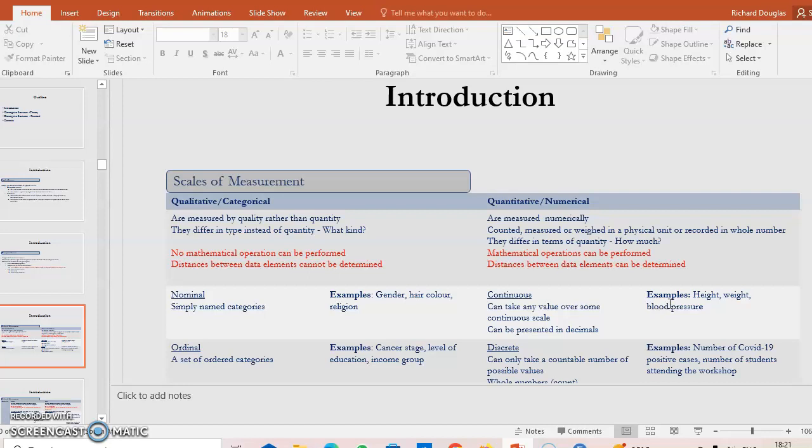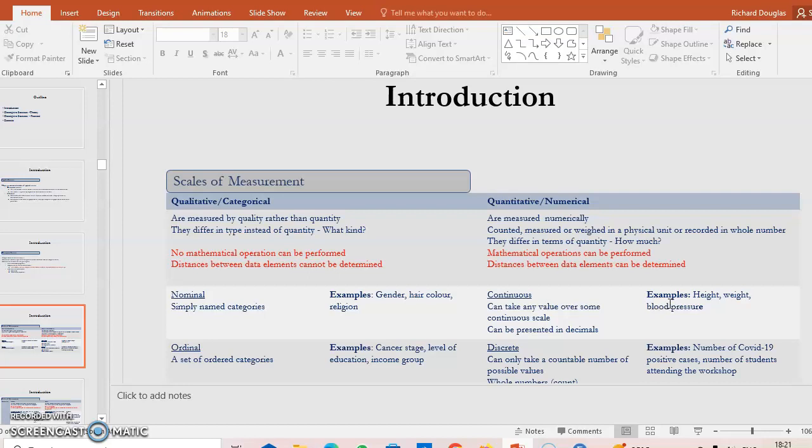In short, if your responses are in ordered form or in ranks, then you can classify that as an ordinal variable. These two essentially fall under the qualitative, or categorical, variable category, which can be either nominal or ordinal. Then on the quantitative, or numerical, side, you have the continuous variable, which can take any value.